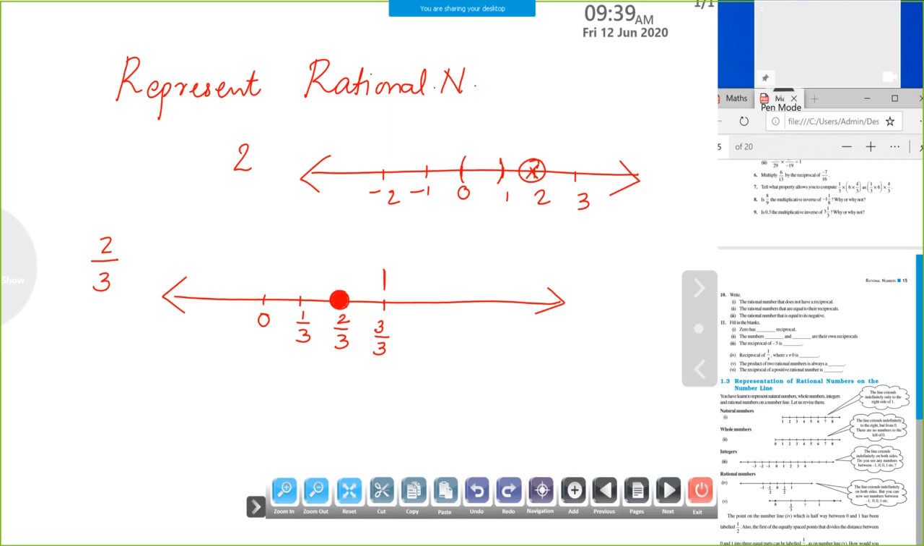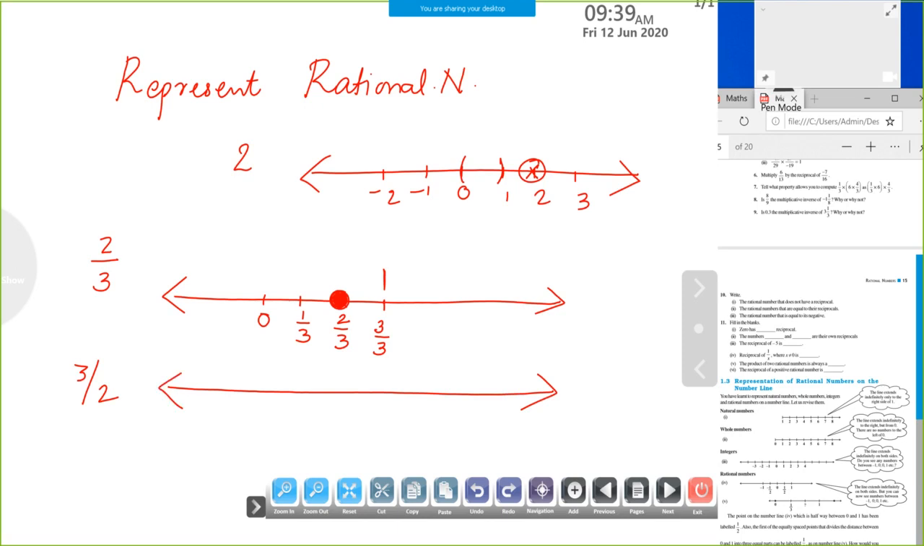Understood, children? Take equal width. It's a must. Don't mark 1 by 3 in one place and 2 by 3 far away and then another 3 by 3. No, it should be with equal width. It's very important. Okay? Now, if I need to mark 3 by 2: 2 by 3 is a proper fraction, but 3 by 2 is a mixed numeral. So how do we represent 3 by 2 on the number line?